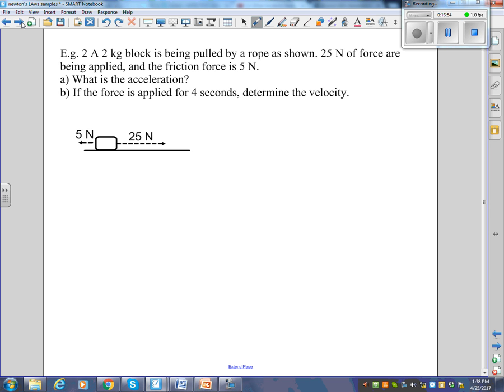A 2 kilogram block is being pulled by a rope as shown. 25 newtons of force are being applied, and the friction force is 5. What is the acceleration? And if the force is applied for 4 seconds, determine the velocity. So there's more to it here.